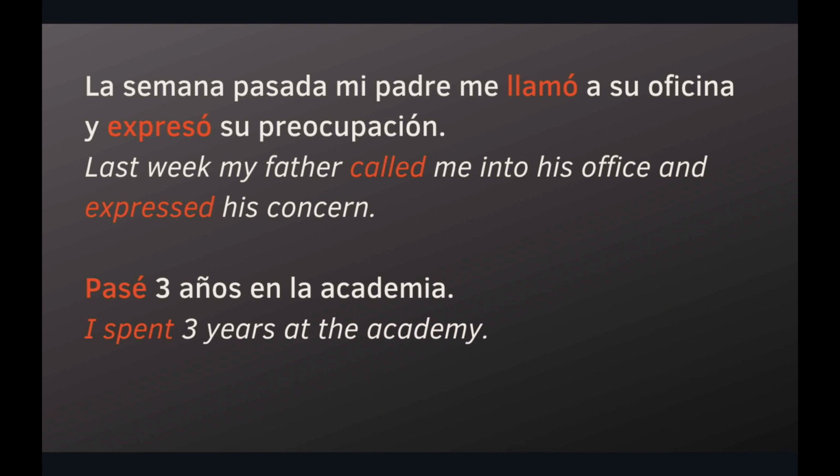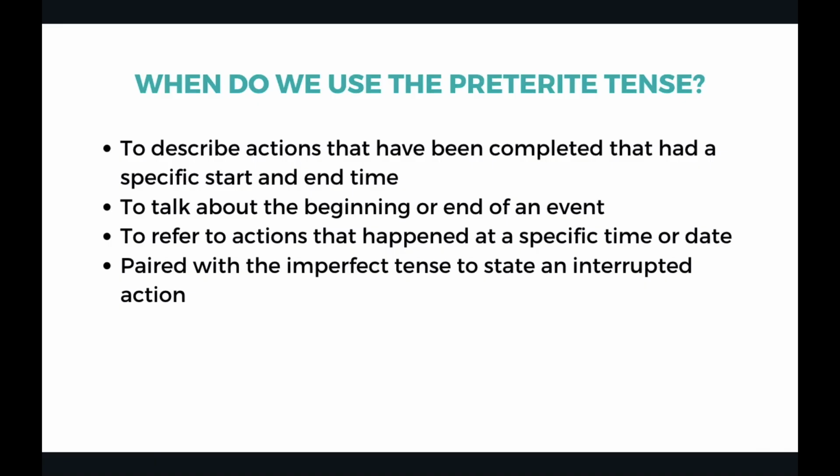Pasé 3 años en la academia. So I spent 3 years at the academy. Here we are specifying the time frame. So this is another kind of trigger phrase that will help you know that you need to use the preterite in this circumstance. Another situation in which we use the preterite tense is to pair it with the imperfect to state an interrupted action. Here's an example of that from the story.